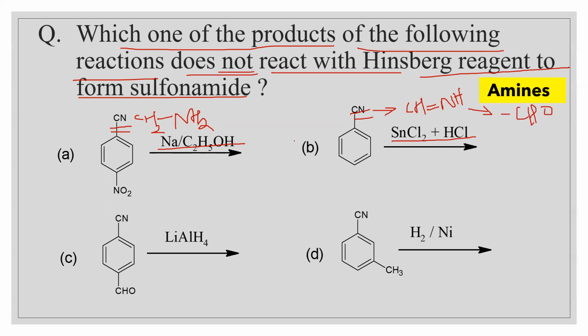So this is the compound whose product does not react with the Hinsberg reagent. In the third case, lithium aluminum hydride can reduce CN to CH2NH2 group. The same here with H2/Ni, that is catalytic hydrogenation; CN is converted into CH2NH2. So in A, C, D, primary amines are formed, so they react with Hinsberg reagent. But in option B there is formation of aldehyde via an intermediate imine. So B is the correct answer of this question.